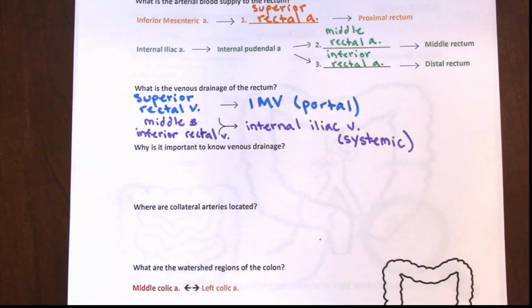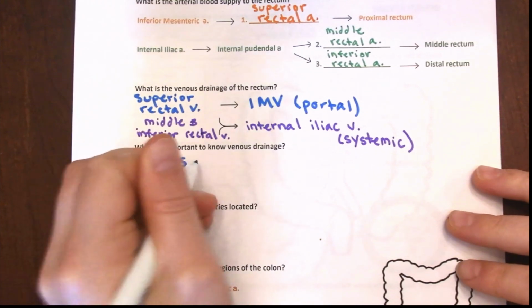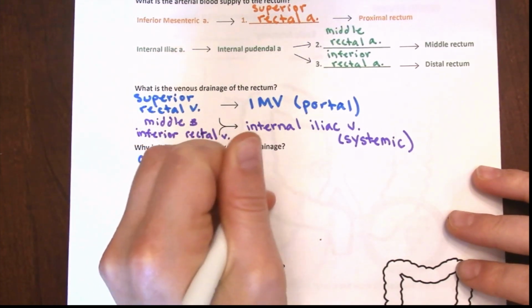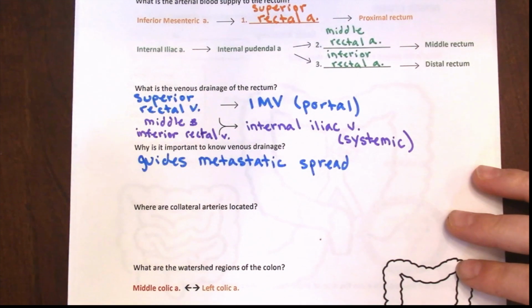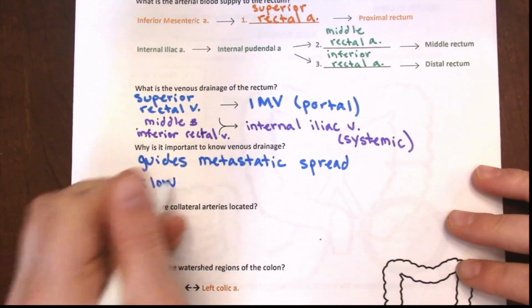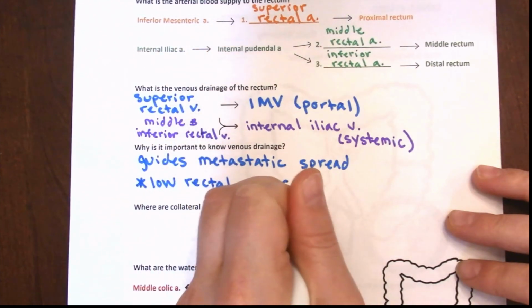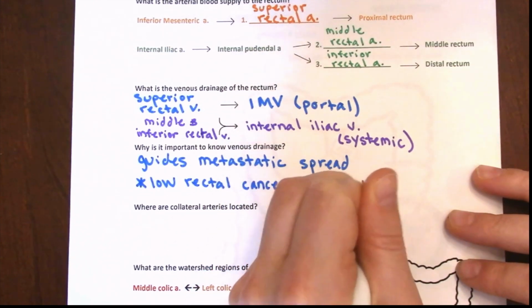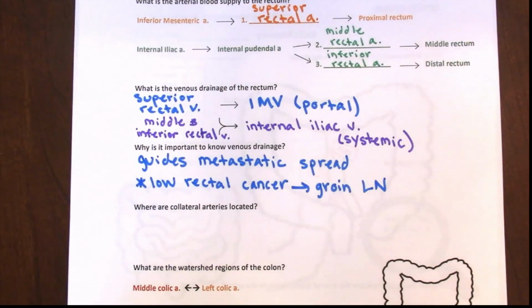Okay, and why is it important to know the venous drainage of the rectum? Well, it's important because it gives you clues about where the metastases will be. So with lower rectal cancers, these will most likely go to the groin lymph nodes. Awesome. Yeah, that's why we palpate the groin on physical exam in those cases.